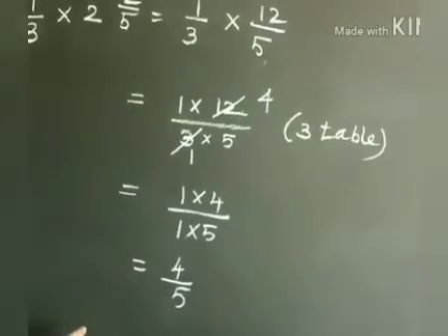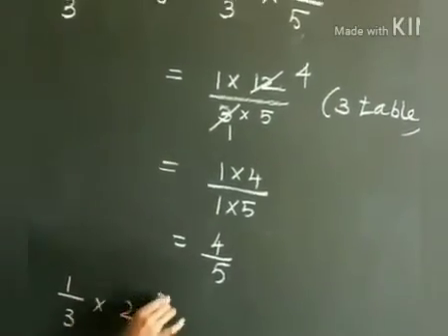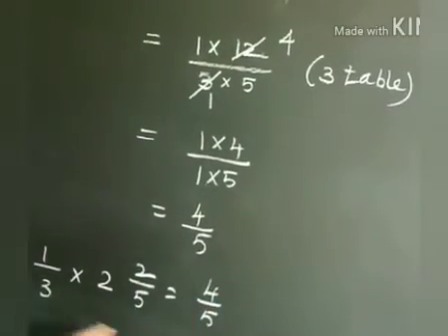This is the answer. How do we complete this answer? 1 divided by 3 into 2 divided by 5 is equal to 4 divided by 5. This is the answer.